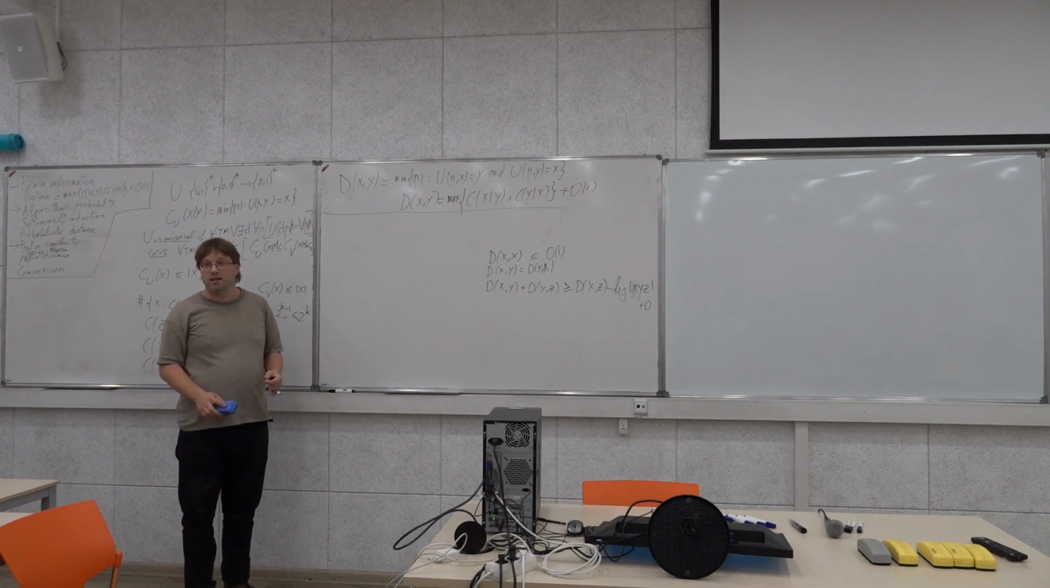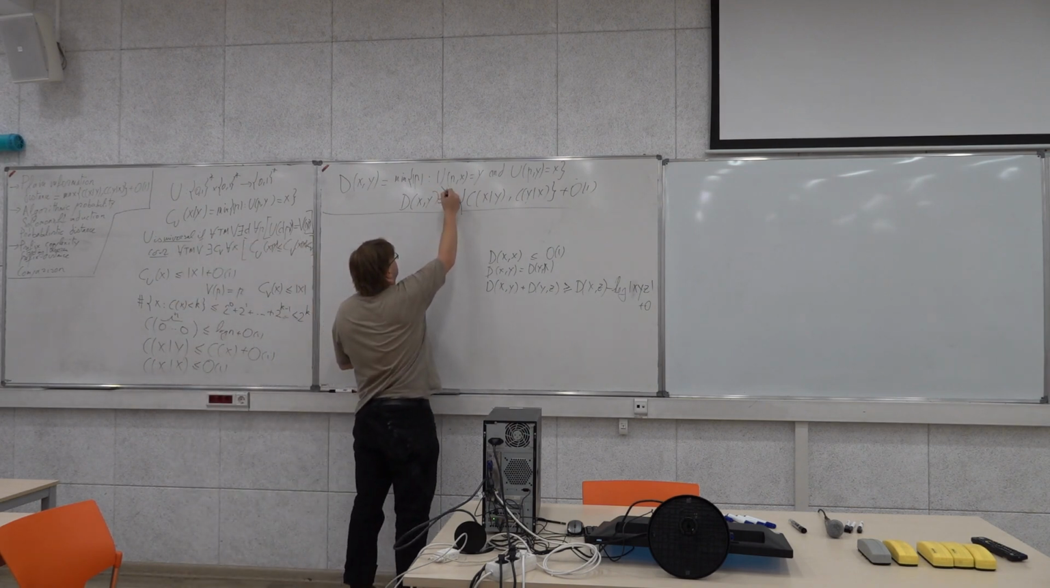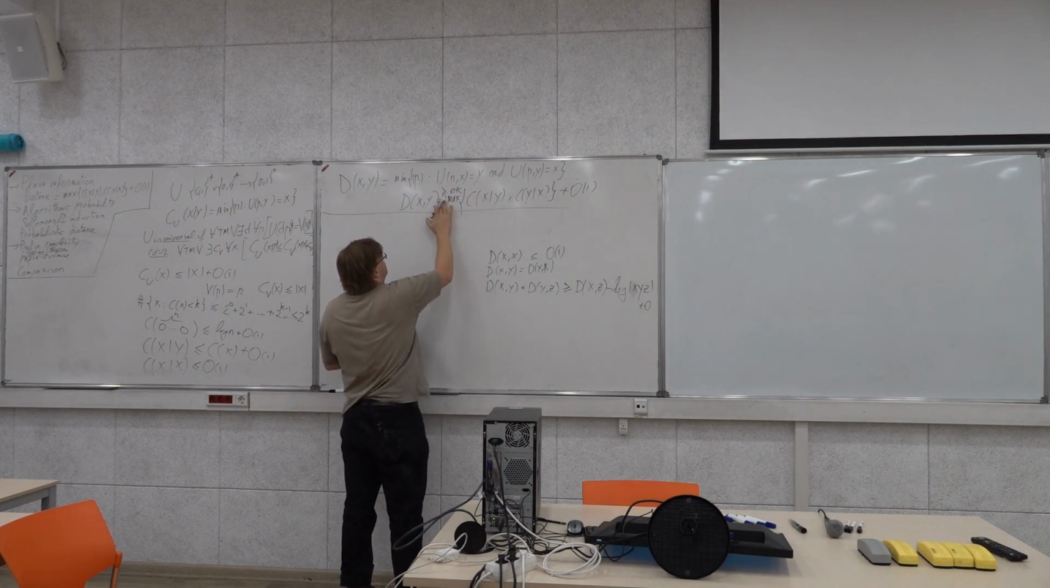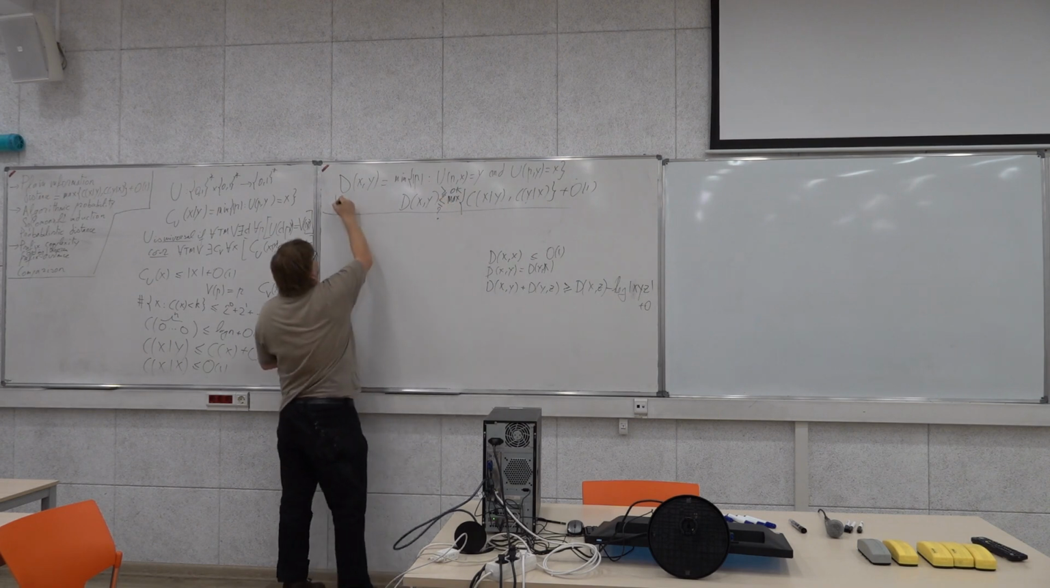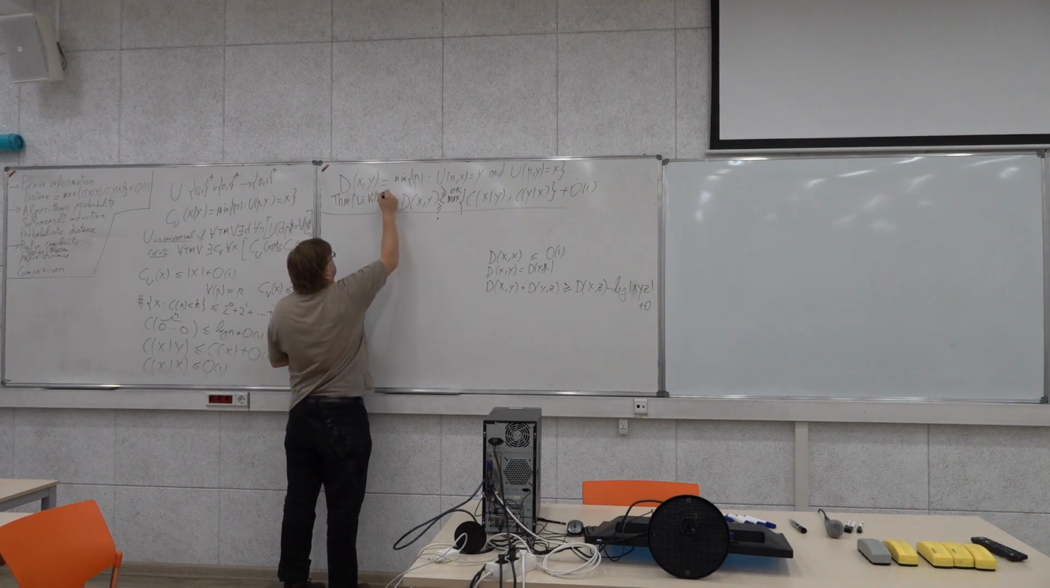So one inequality we already observed. Indeed, we already know that it's bigger. So this one is okay. And what we need to prove is that it's smaller. So this is the theorem by Li and Vitányi at 1992.